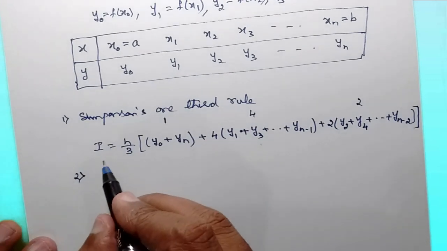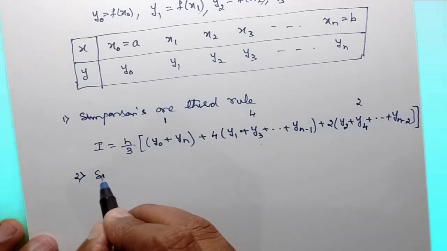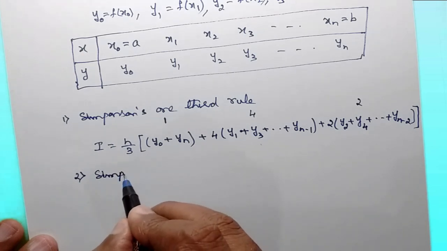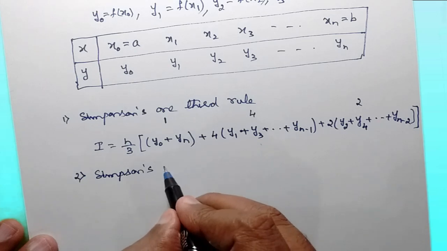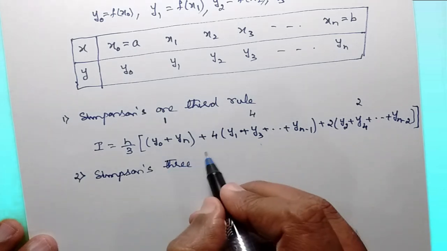Next you have the Simpson's three-eighth rule.